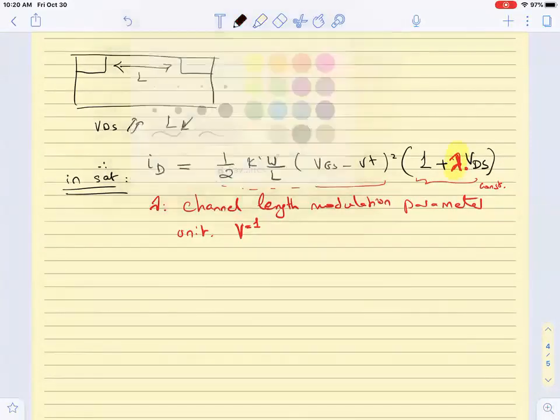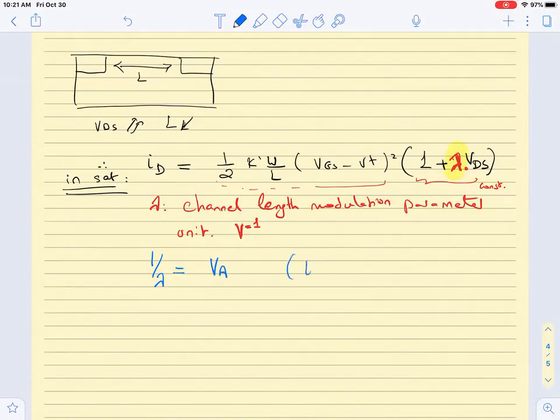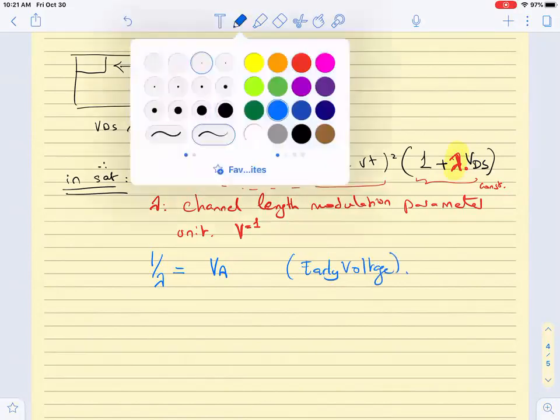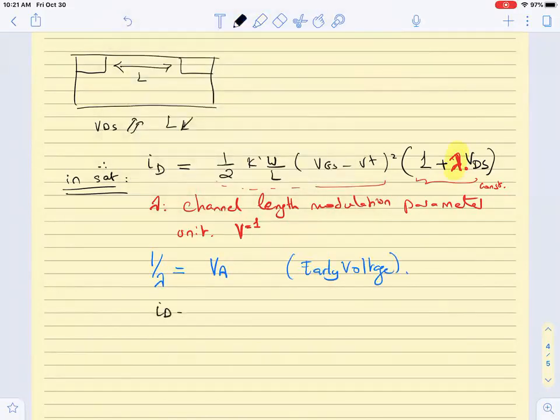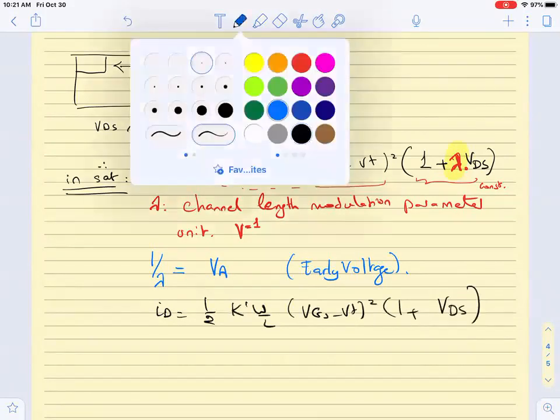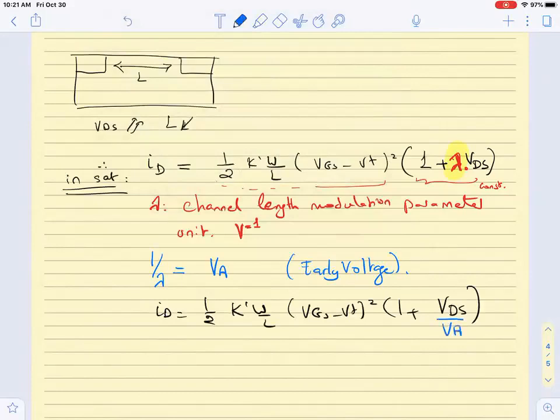طب okay, I can also write this equation in another form. Okay, I can say that, let me define that 1 over lambda is equal to VA, this voltage that we talked about, which is called the early voltage. And in this scenario, I can rewrite my current ID as half K prime W by L times VGS minus VT all squared into 1 plus ما هي 1 على lambda. I'm going to say VDS على VA.